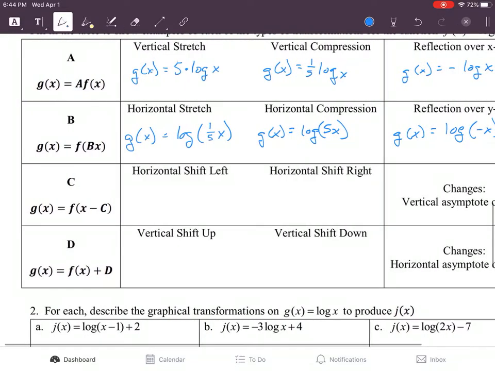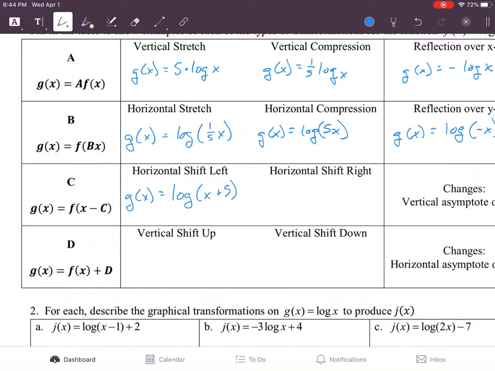Okay. For horizontal shifts, we're going to either add or subtract on the inside of the function. So if we're going to go left, we want to do +5. If we want to go right, we're going to go -5.